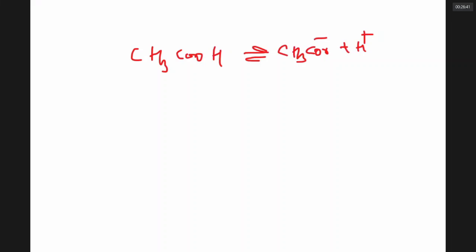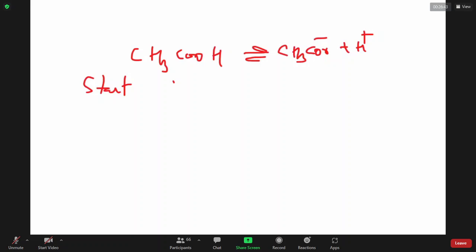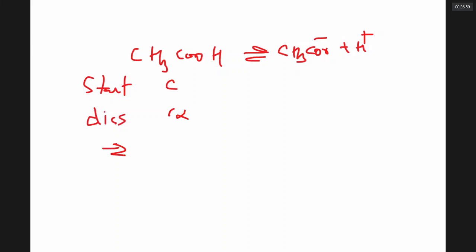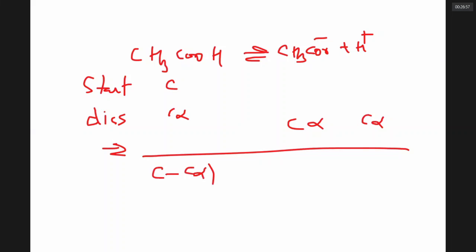When acetic acid is taken in a container and dissociates, you get acetate ions and H plus ions. If I start with C moles of acetic acid, and it dissociates by C alpha, at equilibrium I have C alpha acetate ions and C alpha H plus ions. So finally, we are left with C minus C alpha undissociated acetic acid, C alpha acetate ion, and C alpha H plus ion.